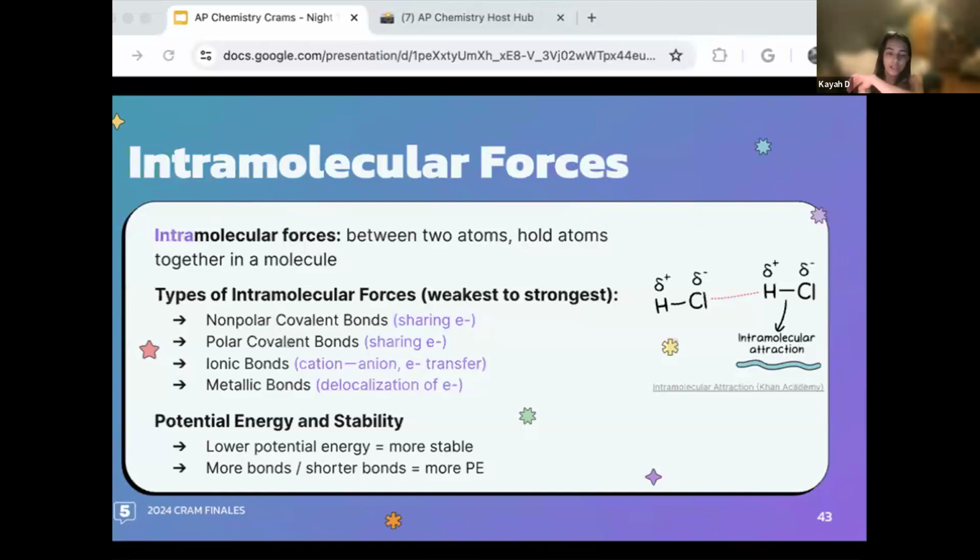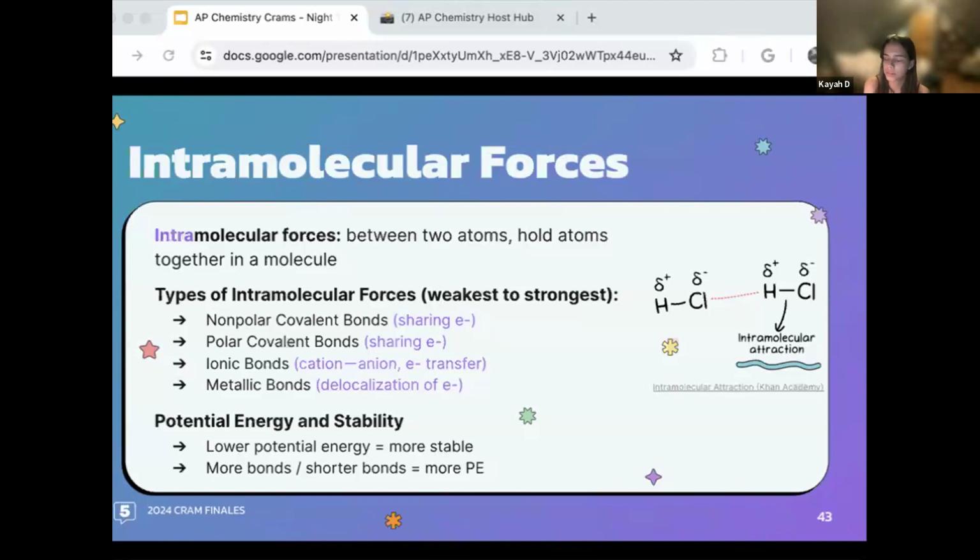In terms of potential energy and stability relative to these intramolecular forces, the lower the potential energy, the more stable it is. And the more bonds, and the shorter the bonds, the more potential energy. To remember this, think of lower potential energy as something having less energy. If you're heating a liquid and changing it to a gas, that gas is not as stable as a liquid, or let's say a solid, right?